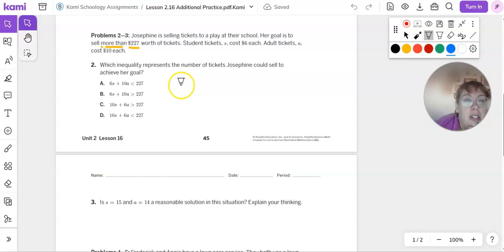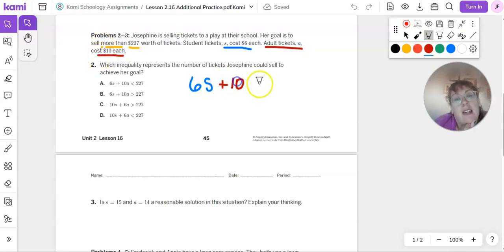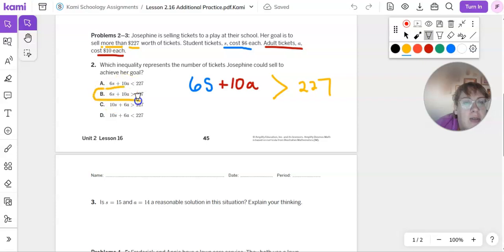So we have a student ticket is $6. So we have 6S to represent all the money that we make from student tickets. Adult tickets, A, are $10. So we add 10A. And we want this to be more or greater than 227. So we have 6S plus 10A greater than 227 gets us option B.